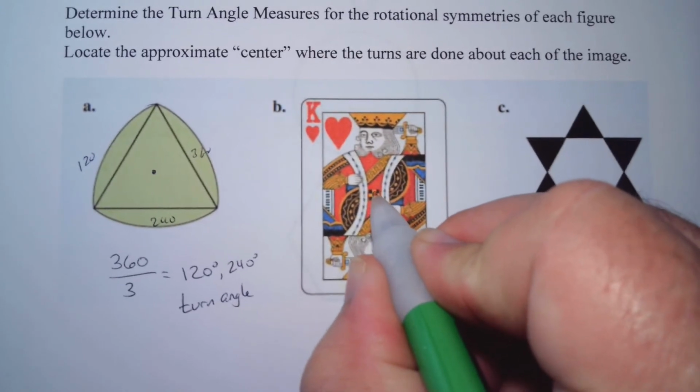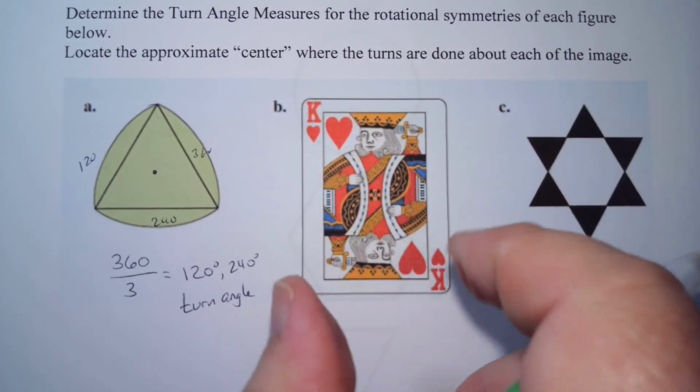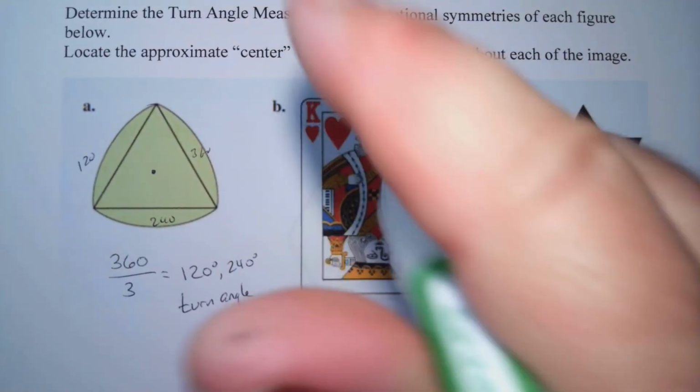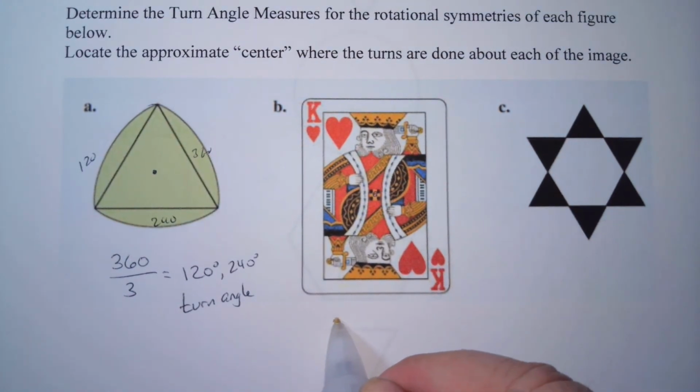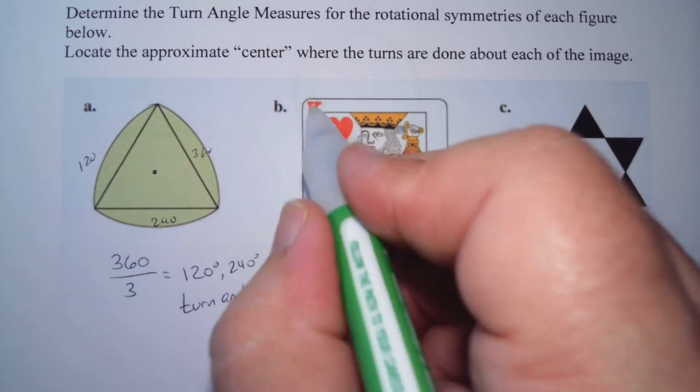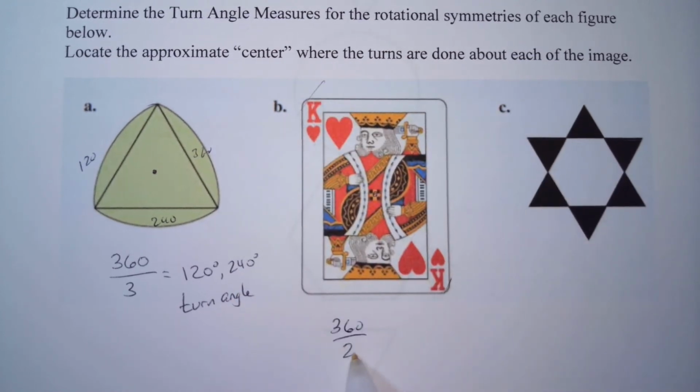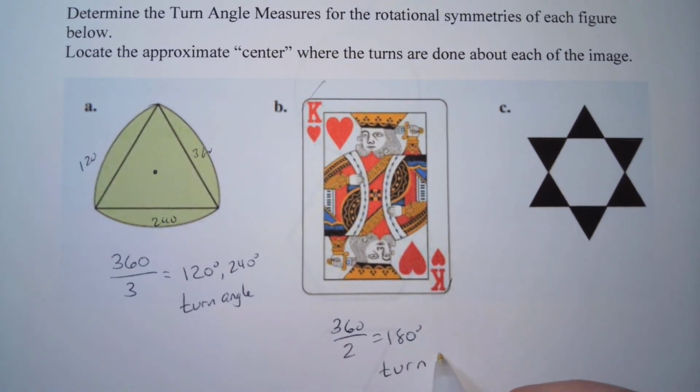Here's the center of the card. For rotate it, not 90, it would be 180 degrees. So it's 360. It only has 2 sides, so it's 180 degree turn angle.